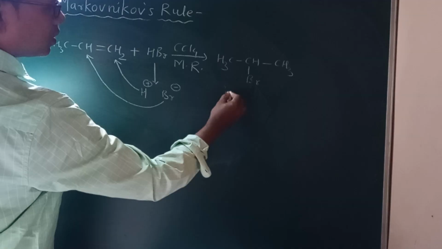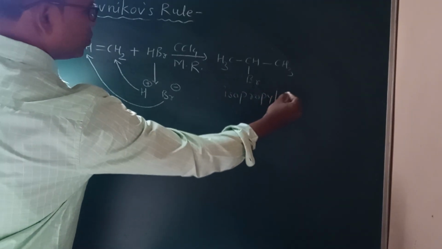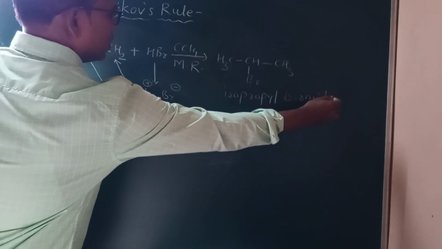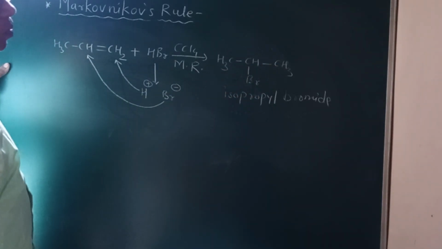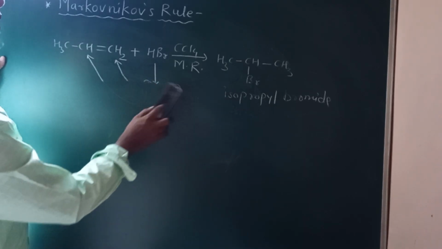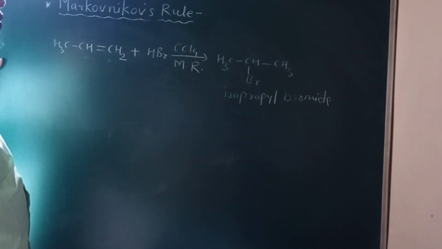So we can write its common name as isopropyl bromide, whose IUPAC name is 2-bromopropane. It's 2-bromopropane. Right? So here this rule is applied, that is Markovnikov's rule. So according to this rule, how can we write a statement for this rule?